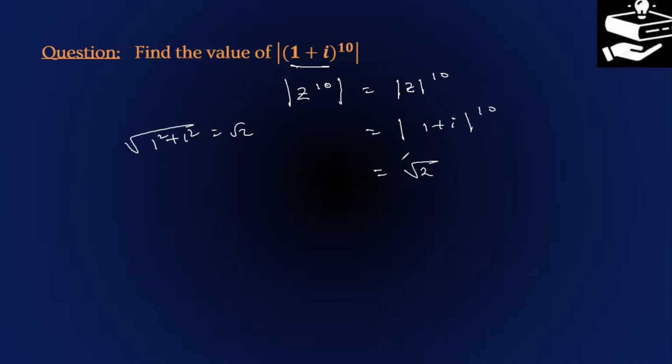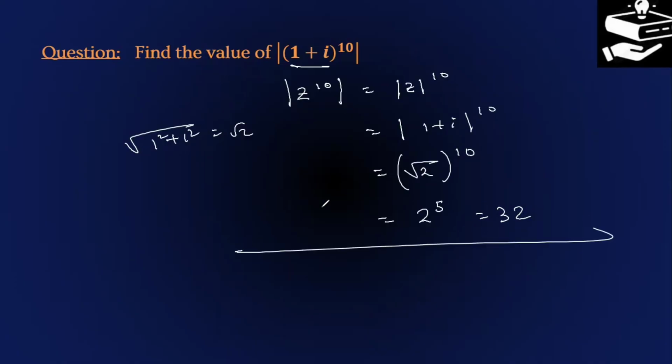Root 2 whole to the power 10 is nothing but 2 to the power 5, that is nothing but 32. Clear? So my final answer will be 32. Clear? Let's move on to the next one then.